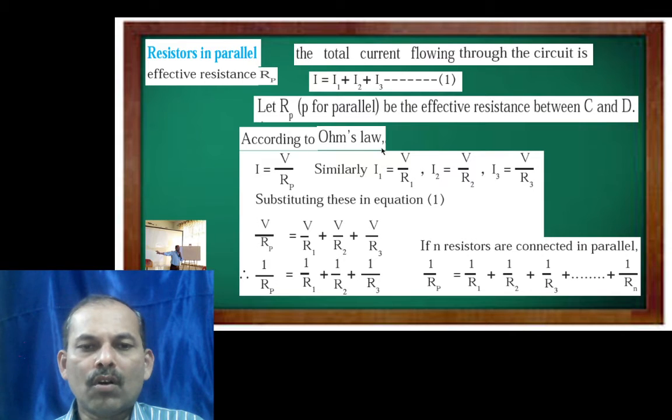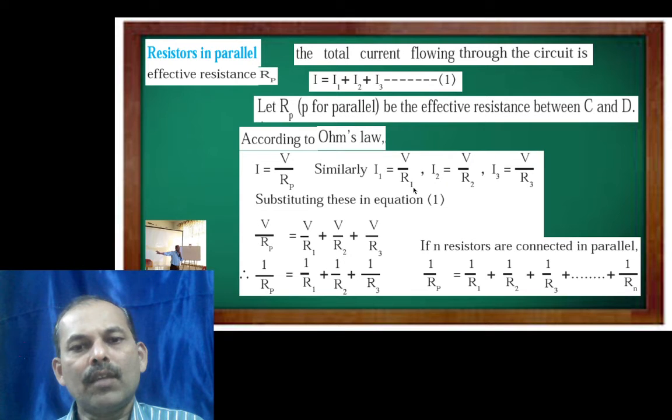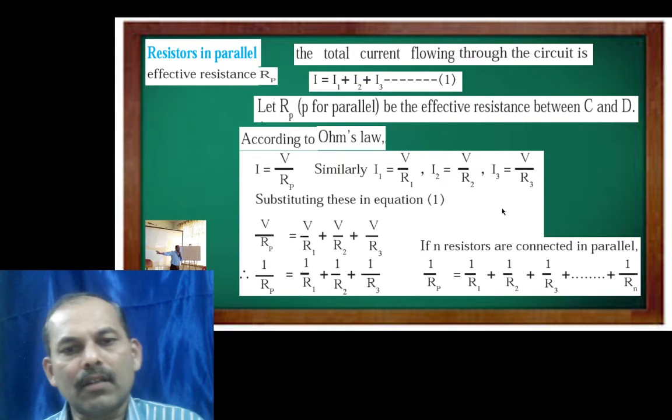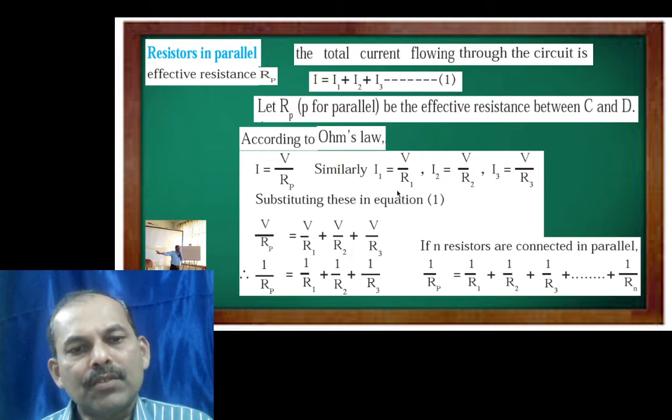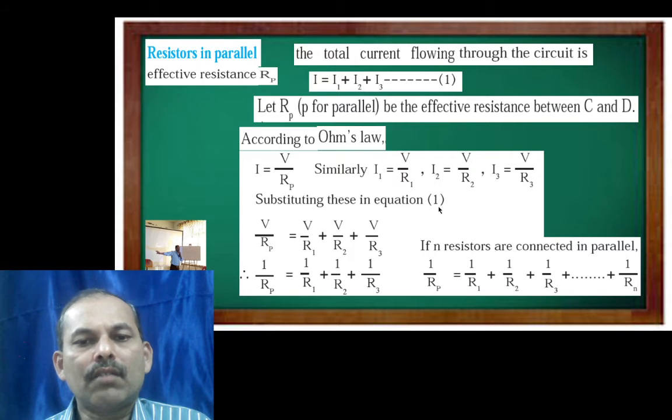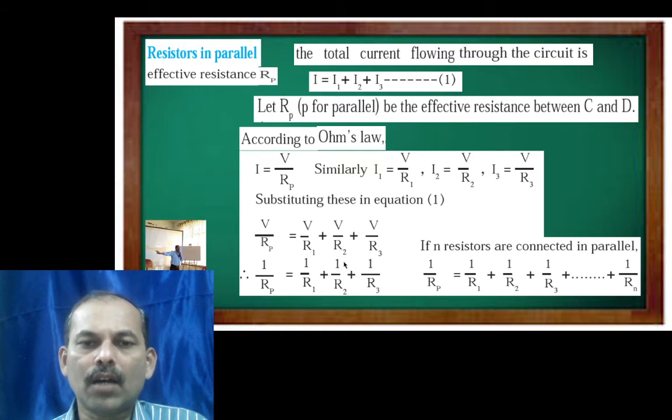According to Ohm's law, I equal to V upon Rp. Similarly, I1 equal to V upon R1, I2 equal to V upon R2 and I3 equal to V upon R3. If you substitute these values in equation first, instead of I equal to I1 plus I2 plus I3, we will get V upon Rp equal to V upon R1 plus V upon R2 plus V upon R3.